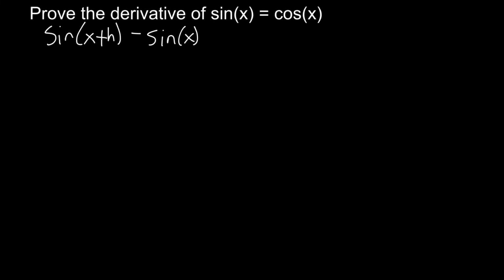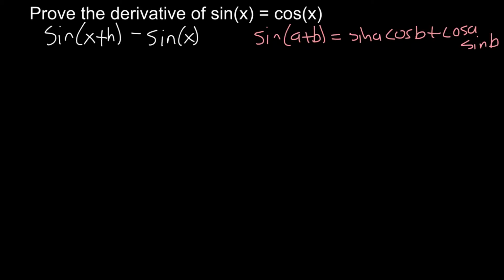But what we can do is remember an identity. Sine of a plus b is going to be equal to sine of a cos of b plus cos of a sine of b. Now that identity will be incredibly helpful here because we have x plus h, and this x takes the place of a in the formula, and the h takes the place of b in the formula.